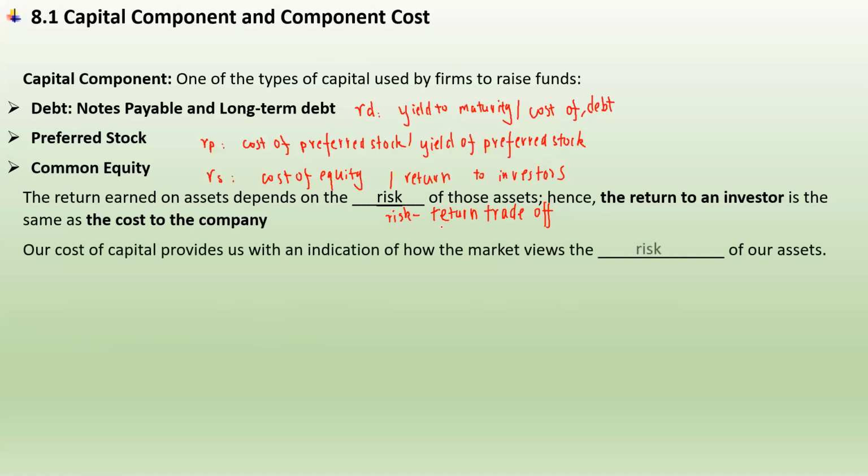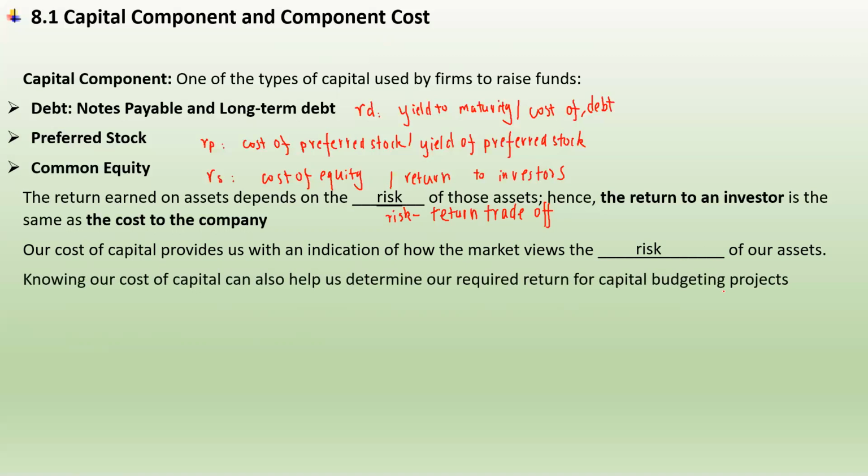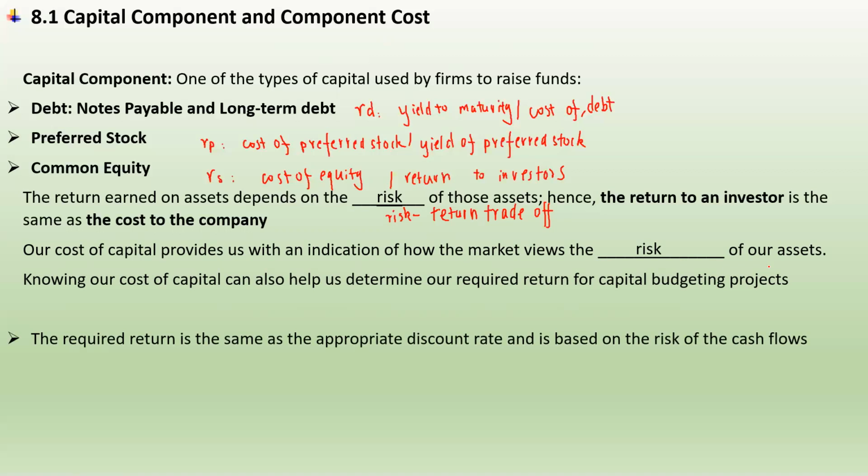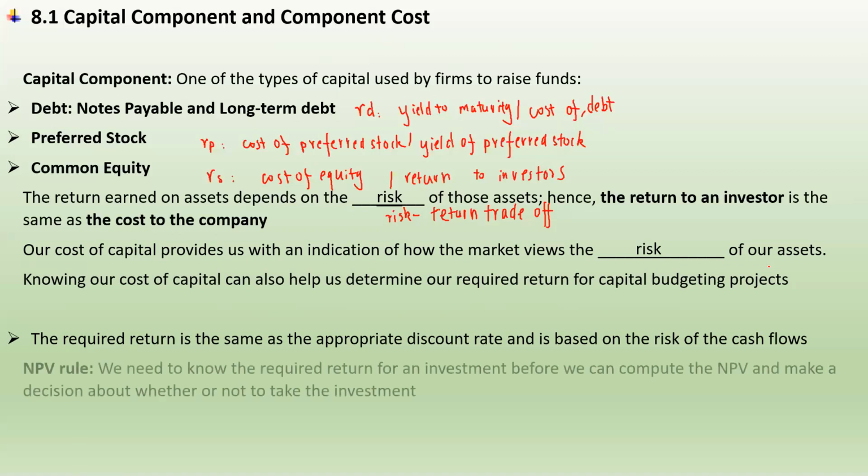Our cost of capital provides us an indication of how the market views the risk of the company's assets. The assets are all funded by capital from three sources again: debt, preferred stock, and common equity. So the required return basically is the same as the appropriate discount rate, and it's based on the risk of the cash flows again. After you get this weighted average cost of capital or proper discount rate, the proper discount rate basically is the cost of using capital.